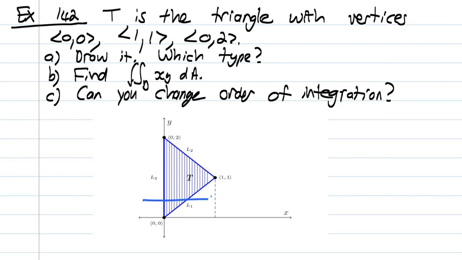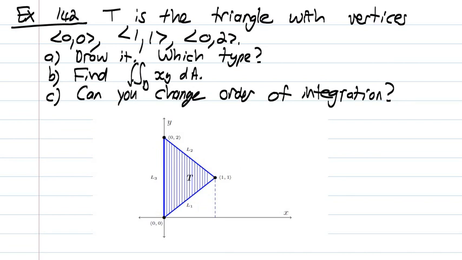Now, if we draw a horizontal line, it starts there and it ends there on that straight line. But if I draw this horizontal line, it starts on the y-axis, but now it ends on a different curve. So this is not type 2, where we make horizontal slices.